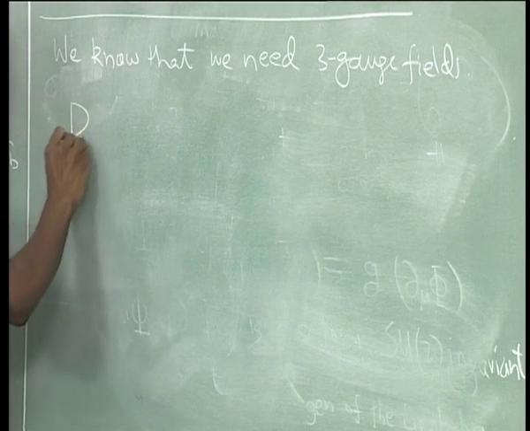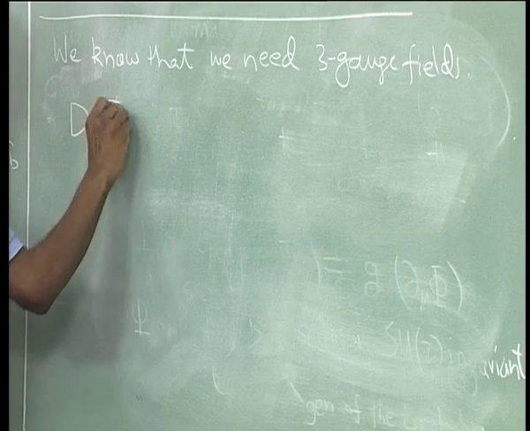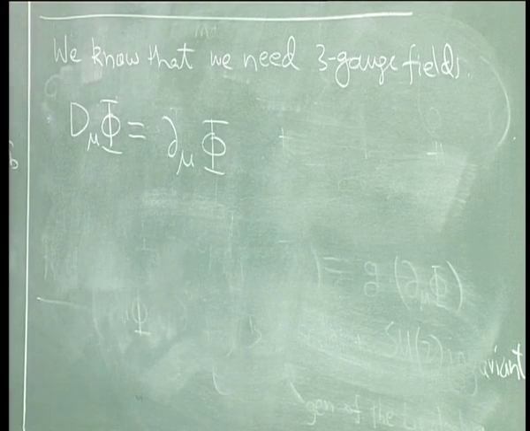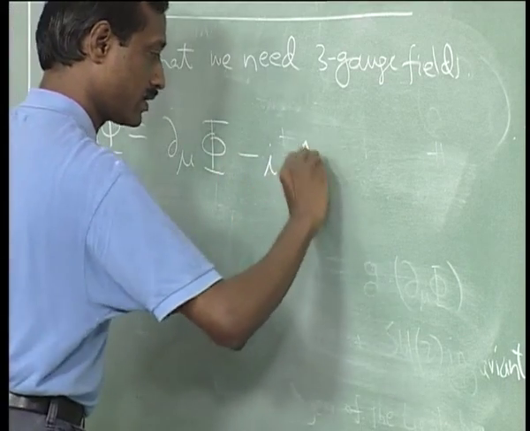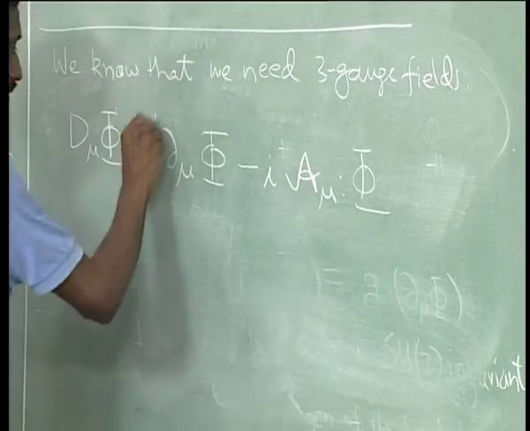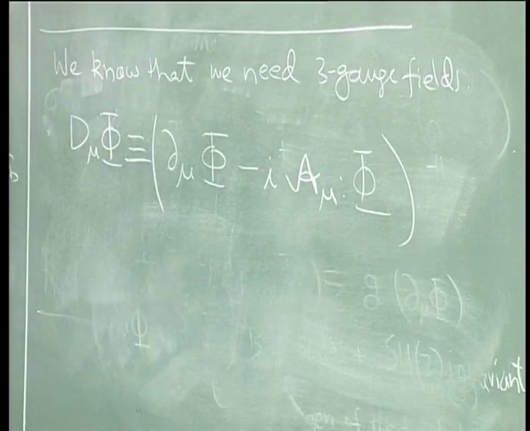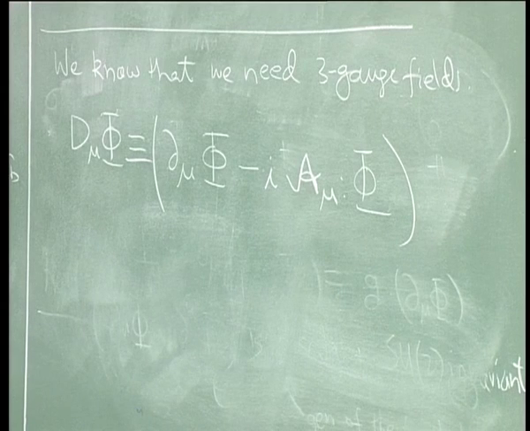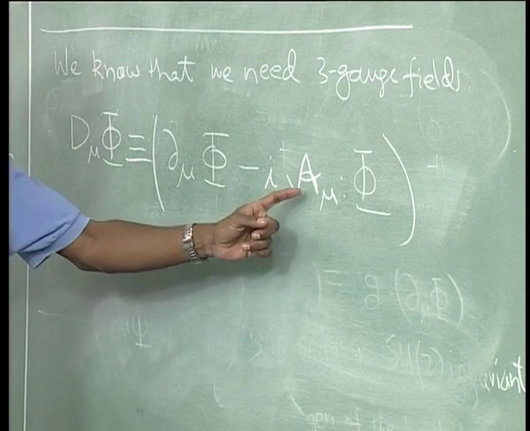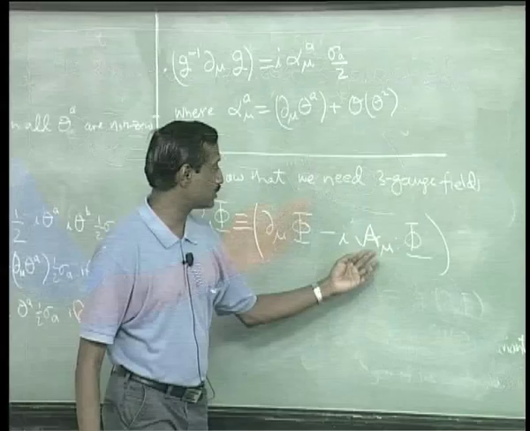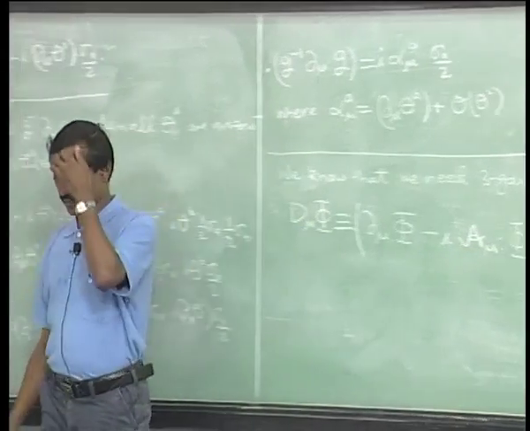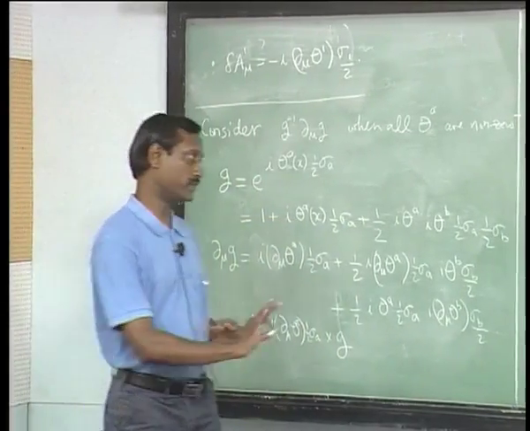Let us write something like this, d mu of phi should be the covariant derivative of phi. And similar to what we did, I will write something like this, A mu dot phi. This is just a definition. Except unlike the U1 case, this will be a 2 by 2 matrix valued object. In fact, it will be a Lie algebra valued object, we will fix that.